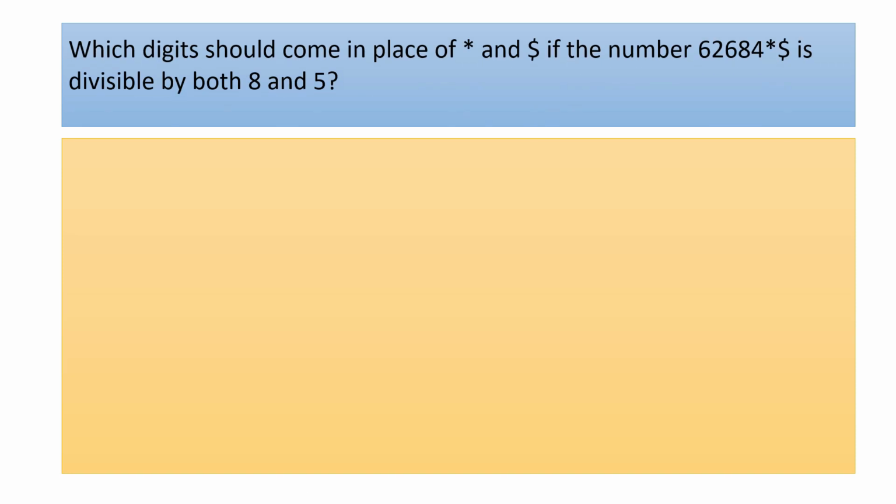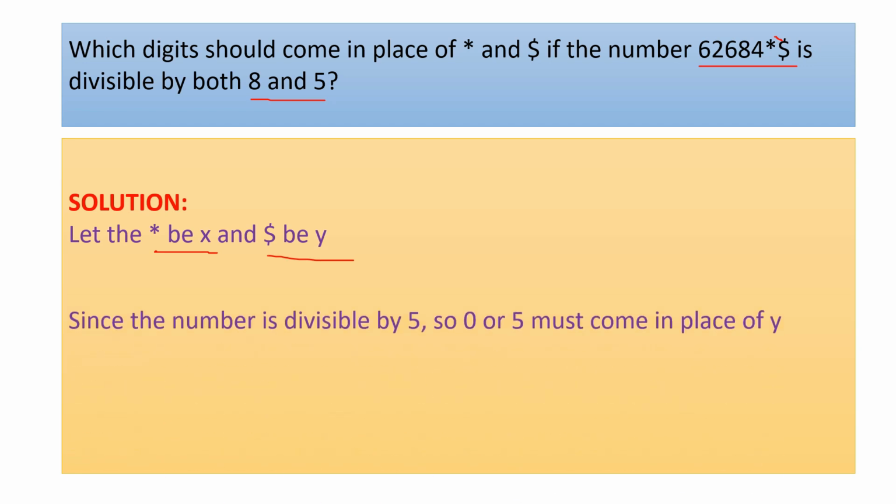Which digit should come in the place of star and dollar if the number 62684 star dollar is divisible by both 8 and 5? So they have given a numeral with two missing digits. One is star and the other one is dollar. We have to find those two missing digits so that the given numeral is divisible by both 8 and 5. Let's see the solution. So I'm considering the missing digit star as x and the dollar as y.